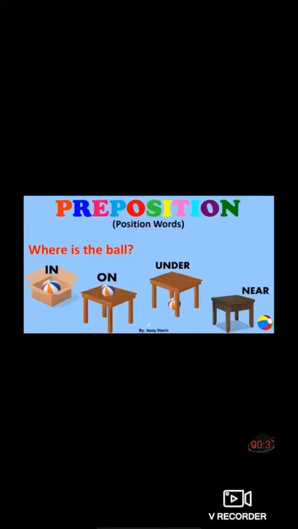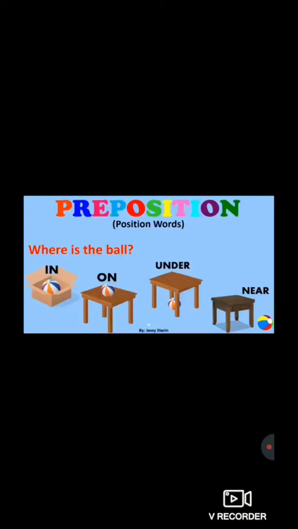So here, can you see the pic, students? Where is the ball? So in the first pic, the ball is in the box, right? The ball is in the box. In the first pic, students, can you see? Yes, the ball is kept in the box. Now come to the second. Second, the ball is on the table. Can you see, students, where the ball is? Yes, the ball is on the table.